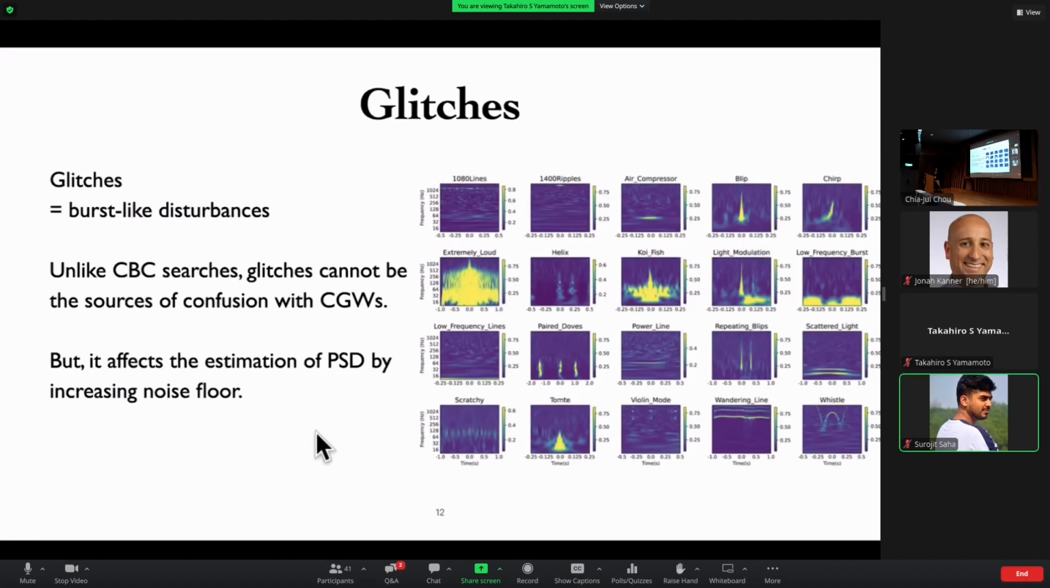For the CBC search, glitches have a big impact. I mean, glitches can mimic the signal from compact binary coalescence. But for continuous waves, glitches cannot be sources of confusion because the signal character is quite different. But they can affect the estimation of the noise power spectral density by increasing the noise floor.